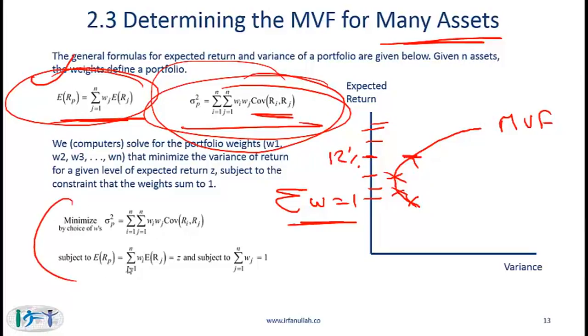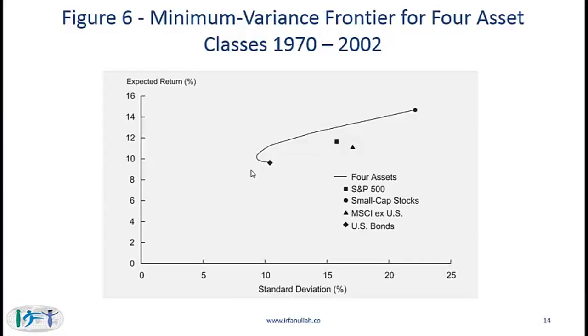These are the various symbols and mathematical expressions used in the curriculum, but as long as you understand the concept that I explained, you should be in good shape. All right, just for illustration, here is the minimum variance frontier for 4 asset classes given data from 1970 to 2002. And what does this show?